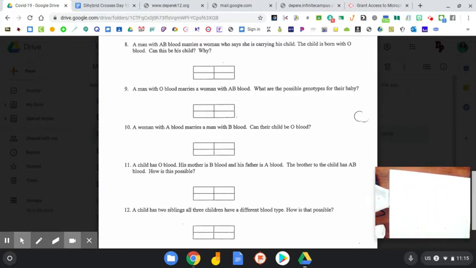Like I said, I'll post an answer key for this just so you guys all can see that. Now for the dihybrids, let's move to that one.